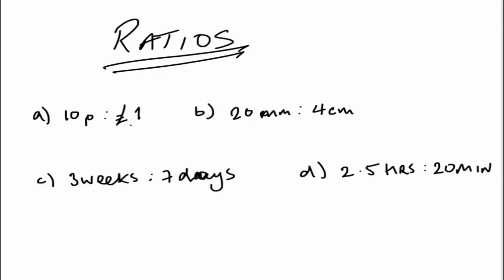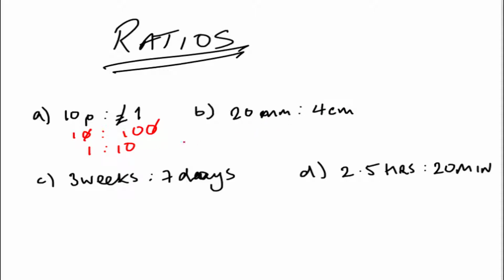First thing we need to do is convert the pounds into pence. So how many pence are there in a pound? You got 10 to 100. So there's about 100 pence in £1. So if you simplify that, that's the same as 1 to 10.